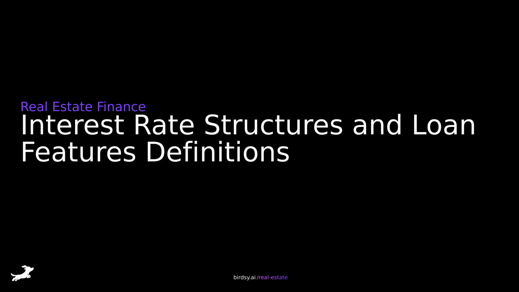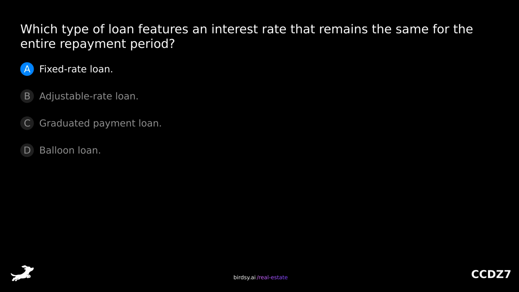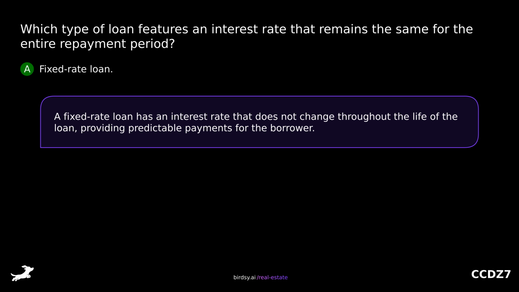Interest rate structures and loan features definitions. Which type of loan features an interest rate that remains the same for the entire repayment period? Is it A. Fixed rate loan, B. Adjustable rate loan, C. Graduated payment loan, or D. Balloon loan? The correct answer is A. Fixed rate loan. A fixed rate loan has an interest rate that does not change throughout the life of the loan, providing predictable payments for the borrower.